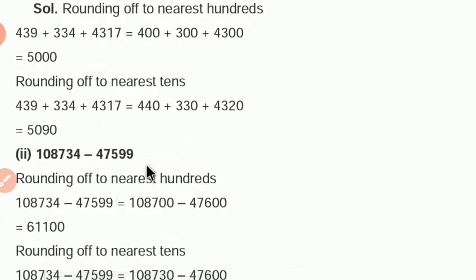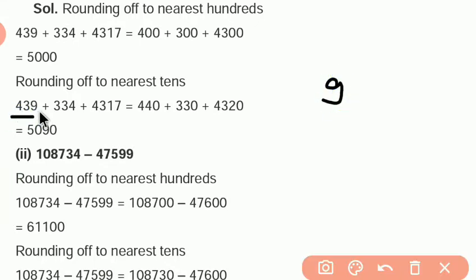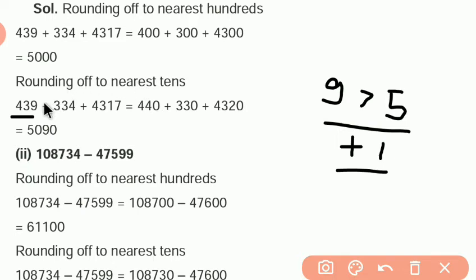For rounding off nearest 10, we have to see its ones digit. So in 439, its ones digit is 9. And we know that if ones digit is 5 or greater than 5, then we have to increase its tens digit by plus 1. So instead of 9, first we have to replace 9 by 0. And 9 is greater than 5. So add plus 1 to 3. So 3 plus 1, 4. And 4 will be as it is. So 440 is nearest 10 of 439.